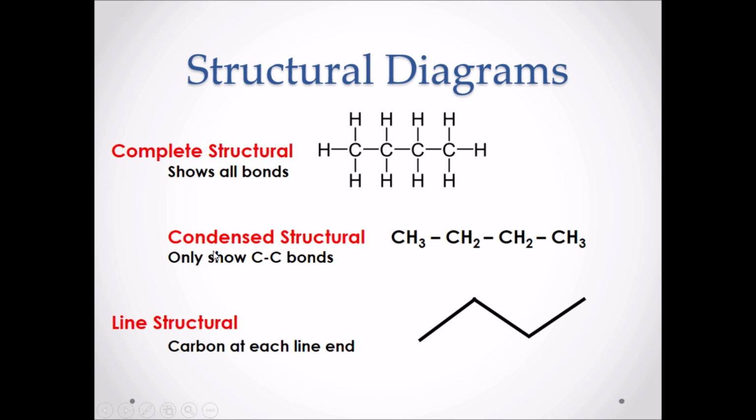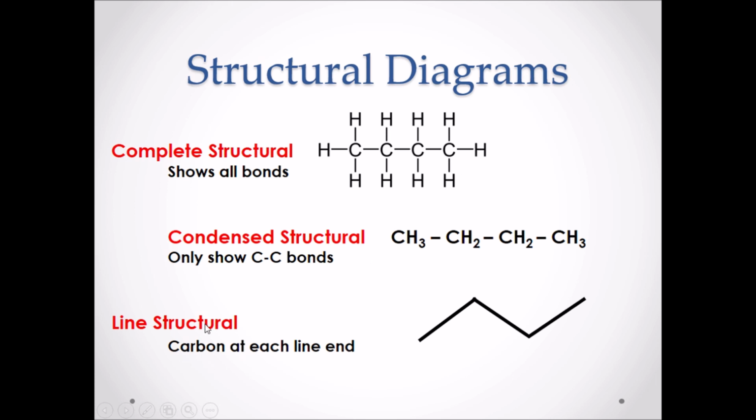The next is a condensed structural diagram, which only shows the carbon-carbon bonds. Looking at this picture, we can see that only the carbon-carbon bonds are shown. There are still bonds between the carbon and the hydrogen atoms, but they are not represented.